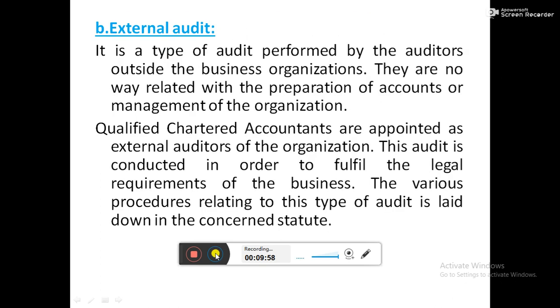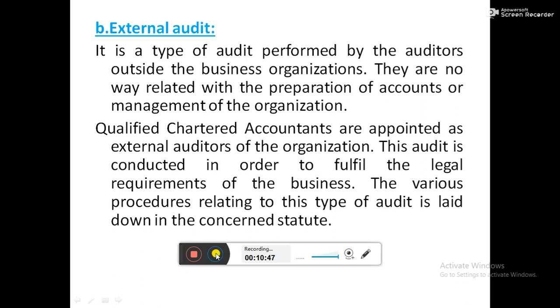The second type is external audit. It is a type of audit performed by the auditors outside the business organization. They are in no way related with the preparation of accounts or management of the organization. Qualified chartered accountants are appointed as external auditors of the organization. This audit is conducted in order to fulfill the legal requirements of the business. The various procedures relating to this type of audit are laid down in the concerned statute, or all the rules and regulations of this kind of audit are mentioned in the concerned law of that particular business.